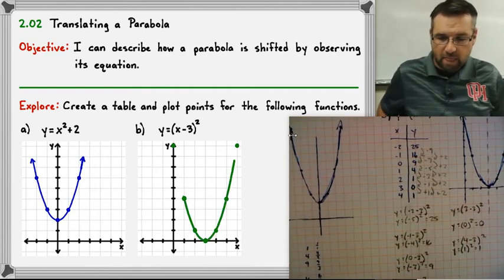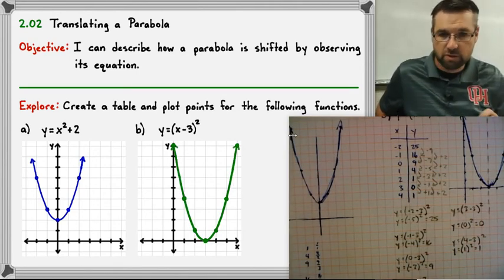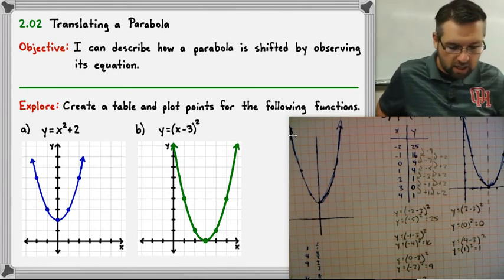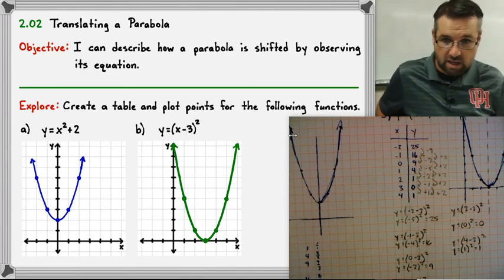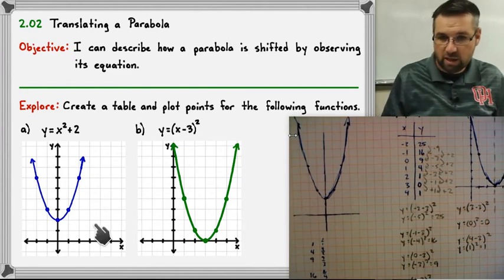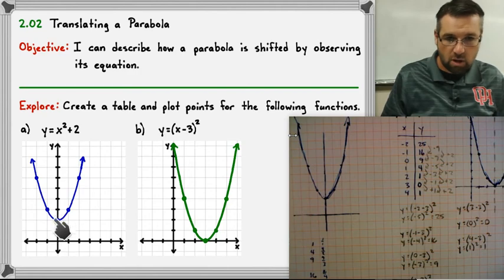But the thing that I really want you to see is, where are the vertices in both of these cases? Well, in the first one, the vertex is the coordinate 0, 2. Well, where did the 2 come from? The 2 came from the equation that was given. What is the vertex here? Well, the vertex here is a little bit different. It's not 0, something. It's going to be 3, 0. So we can see, where do we see that 3? We see it here, okay?